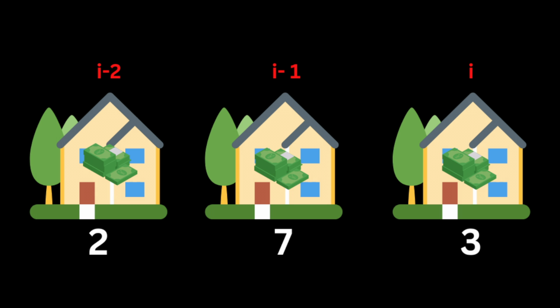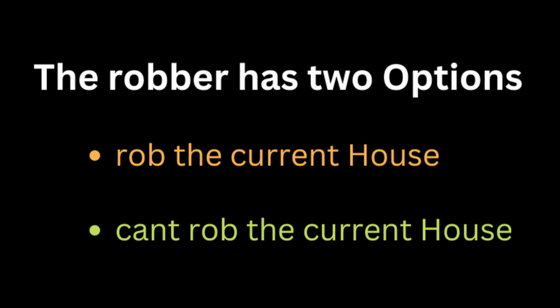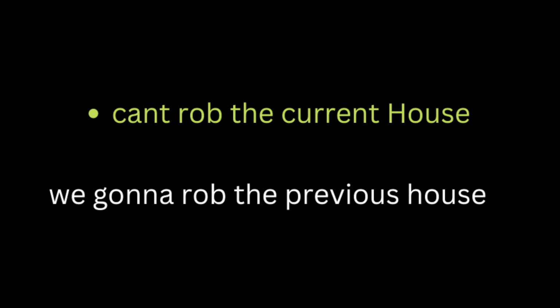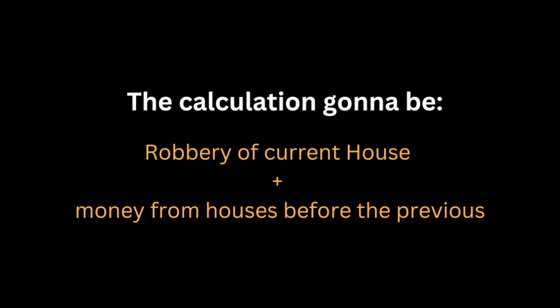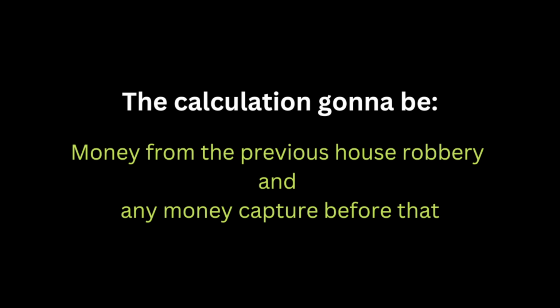So what if we have more than two adjacent houses, meaning three or four or five? First, we will try to comprehend how to address this problem utilizing dynamic programming. The robber has two options. We can rob the current house, which is gonna start at three at the first iteration. If this is true, we're gonna rob the current house and the houses before the previous house, meaning i minus two. The other condition is we can't rob the current house, so we're gonna rob the previous house, meaning i minus one. The calculation is the robbery of the current house plus the money from houses before the previous. And the second condition is the money from the previous house robbery and any money captured before that.